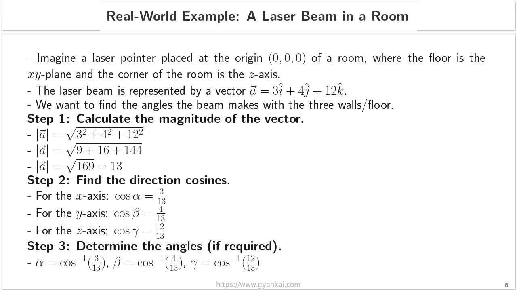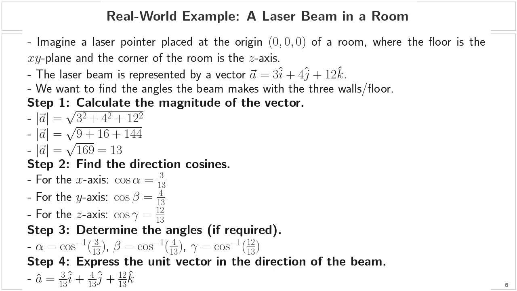So, alpha equals the inverse cosine of 3/13, beta equals the inverse cosine of 4/13, and gamma equals the inverse cosine of 12/13. Finally, step 4, we can express the direction of this laser beam as a unit vector, a hat. By using the direction cosines we just calculated, we can write the unit vector as 3/13 i plus 4/13 j plus 12/13 k. Notice how this unit vector is composed entirely of the direction cosines we found in step 2. This perfectly illustrates the concept we'll summarize in our final takeaway slide.